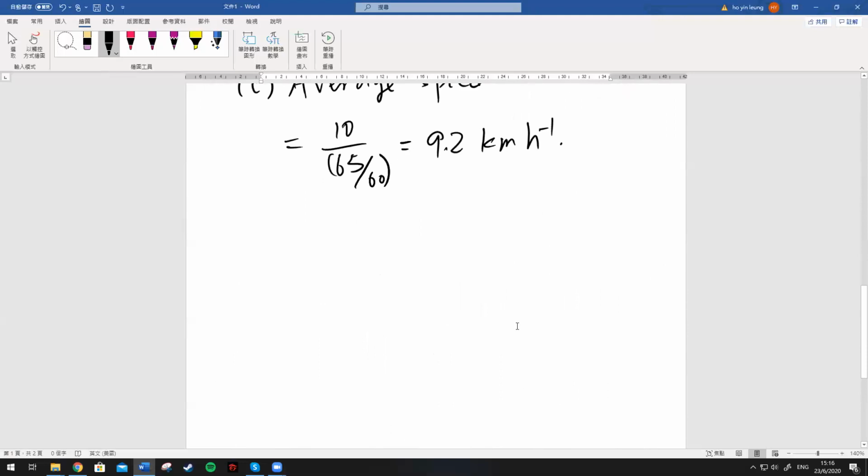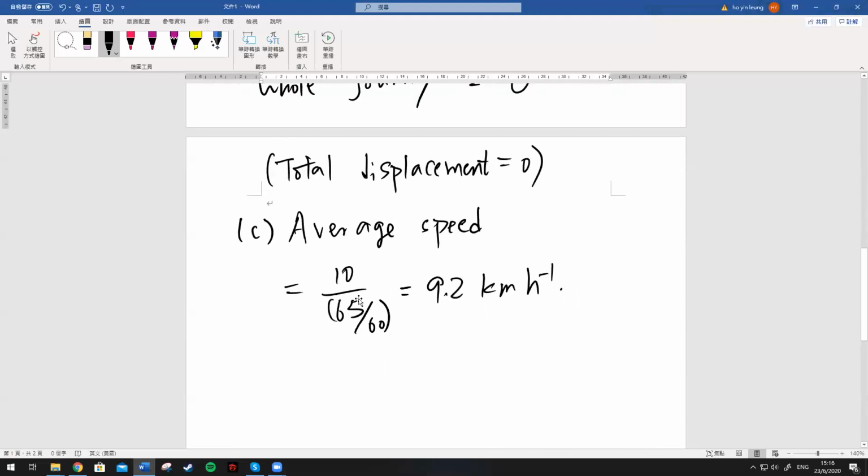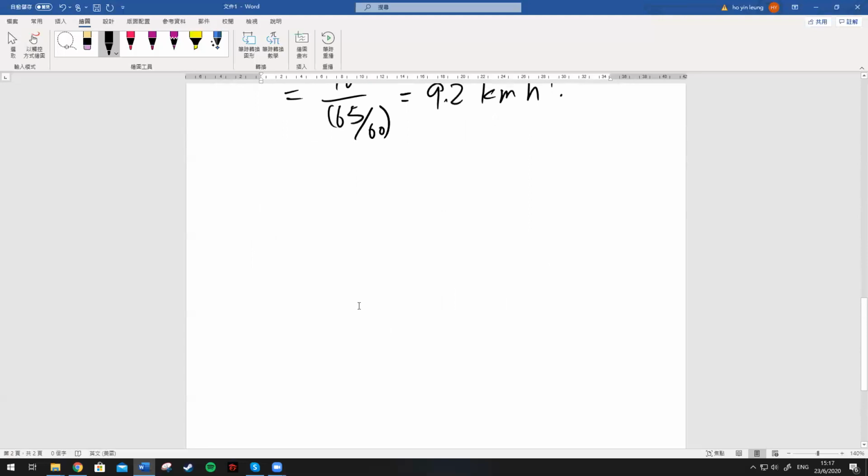Okay, all right. So this time we're going to go through another type of graph, which is actually very related to the displacement time graph, which is called the velocity time graph. As we can think of, displacement time graph is displacement against time, right? So velocity time graph is velocity against time.